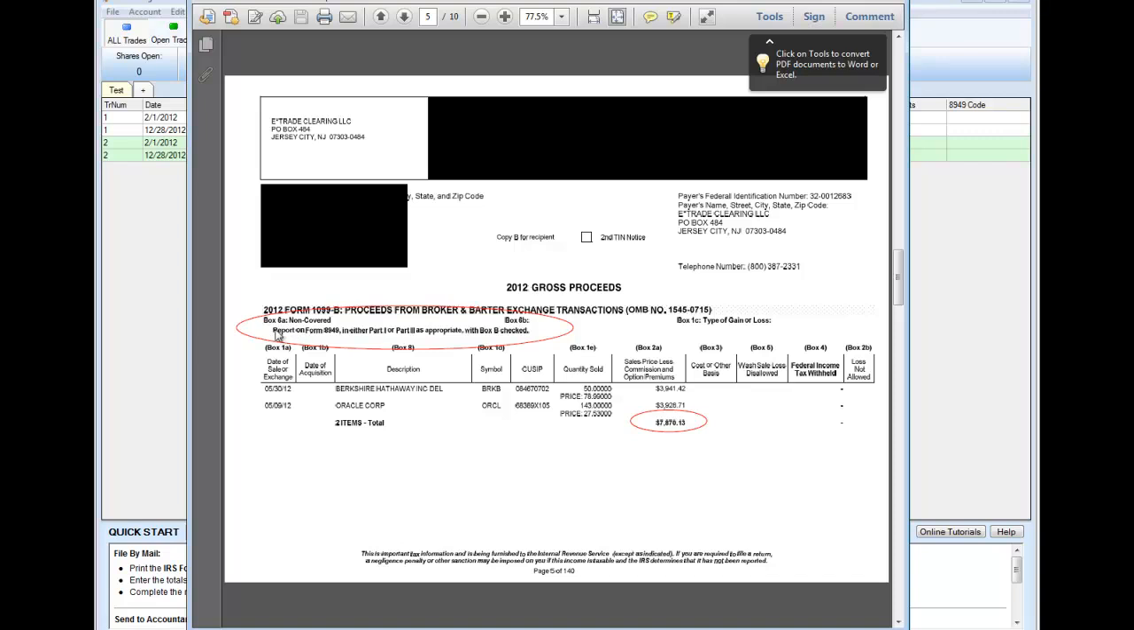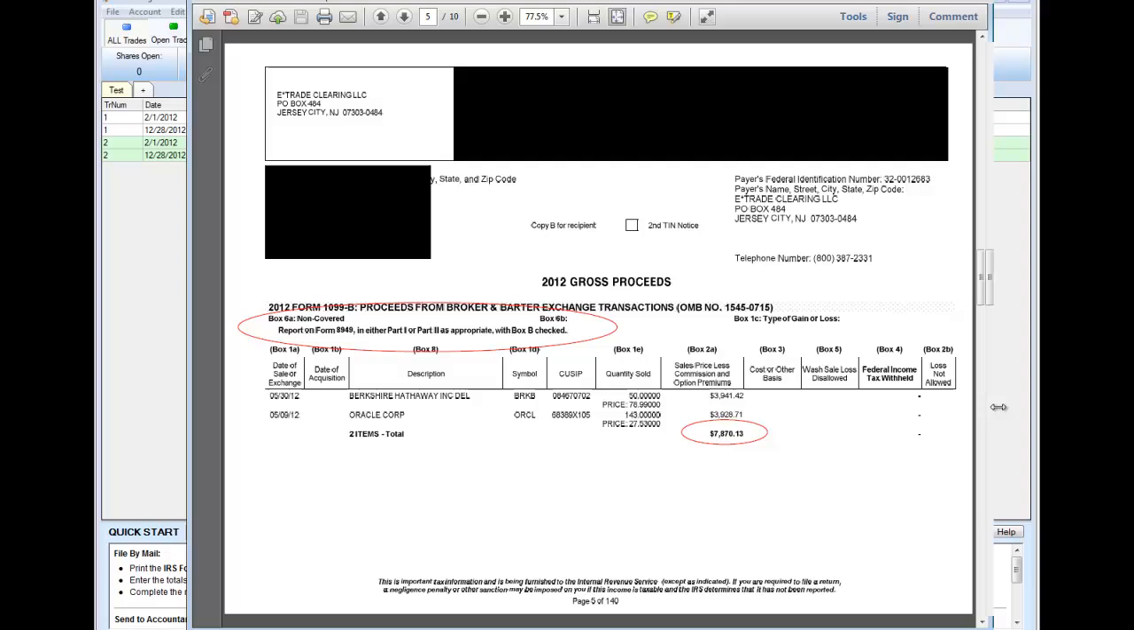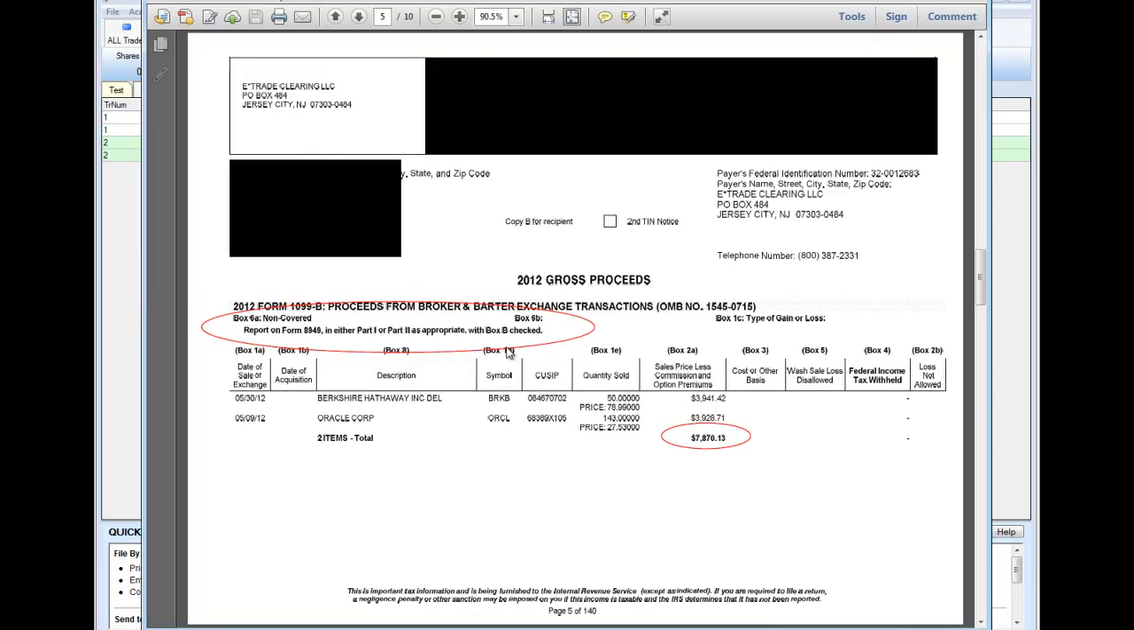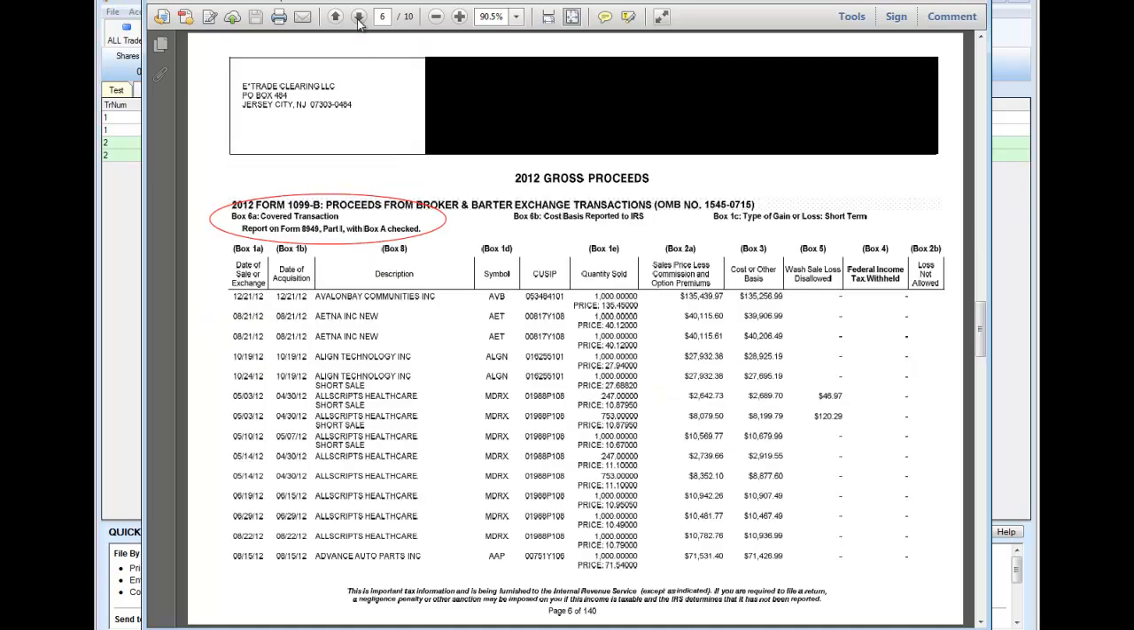So notice I've highlighted this first section is non-covered, box 6A, and it gives a little synopsis. It says report on Form 8949 in either Part 1 or Part 2 as appropriate with box B checked. So this is non-reported cost basis. It's going on box B. However, it is part of what we need for sales. So there's one of the sales numbers that we're going to need of $7,000.